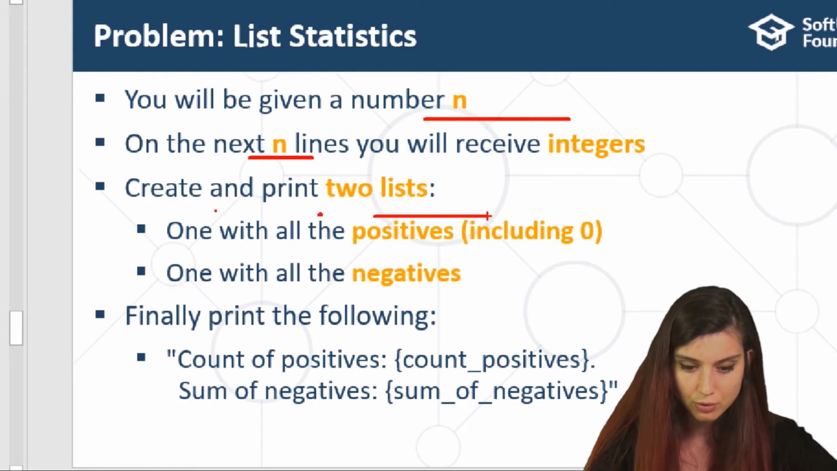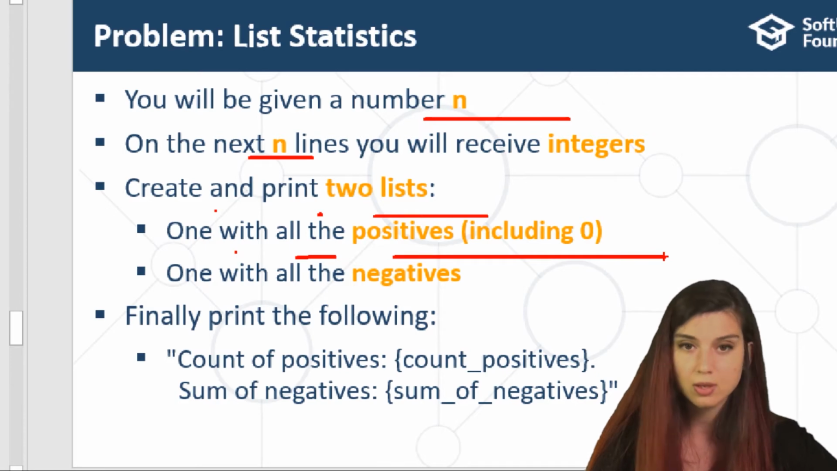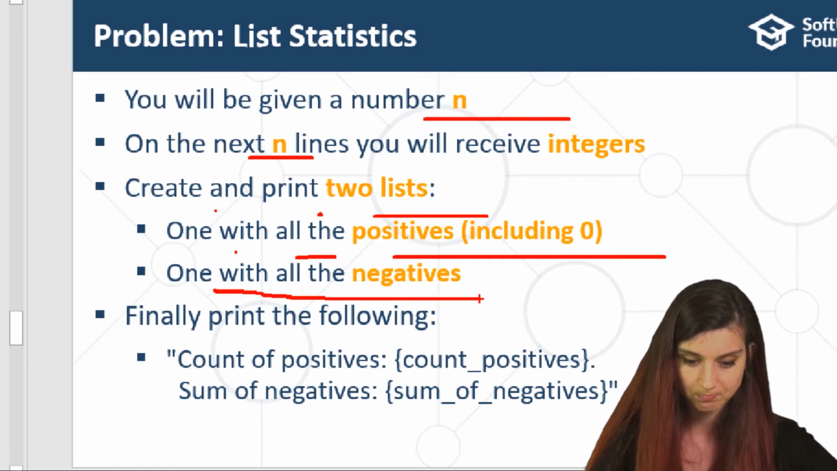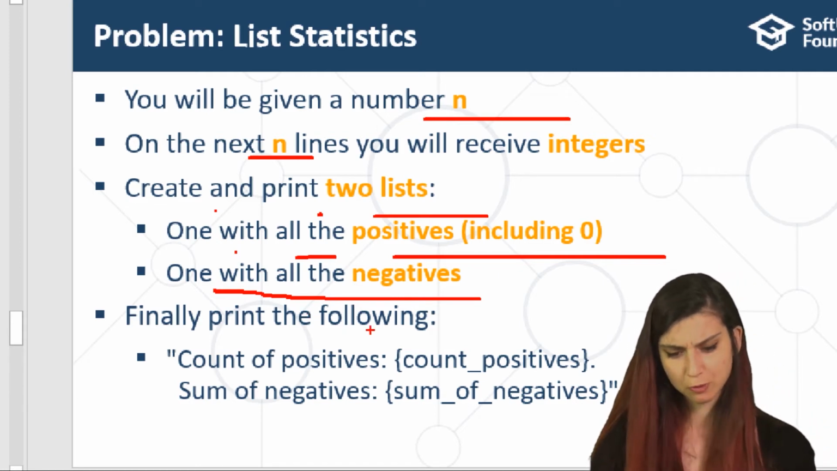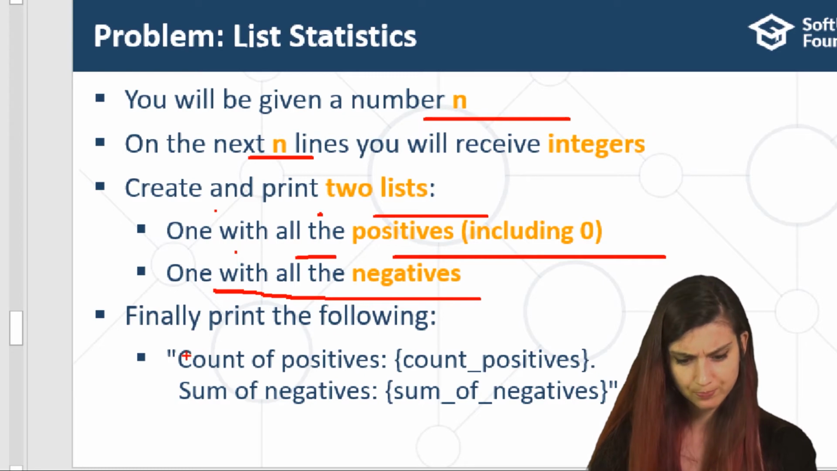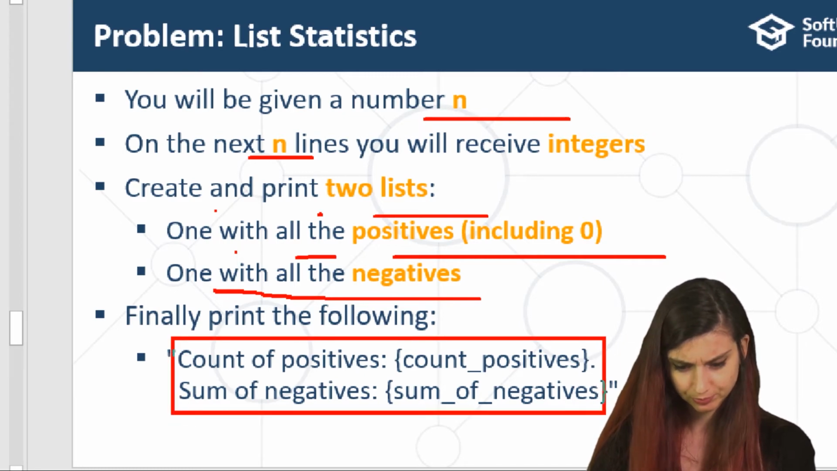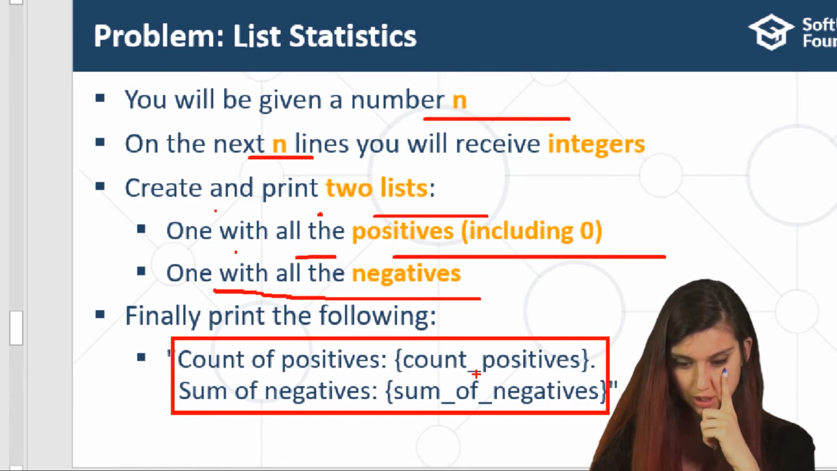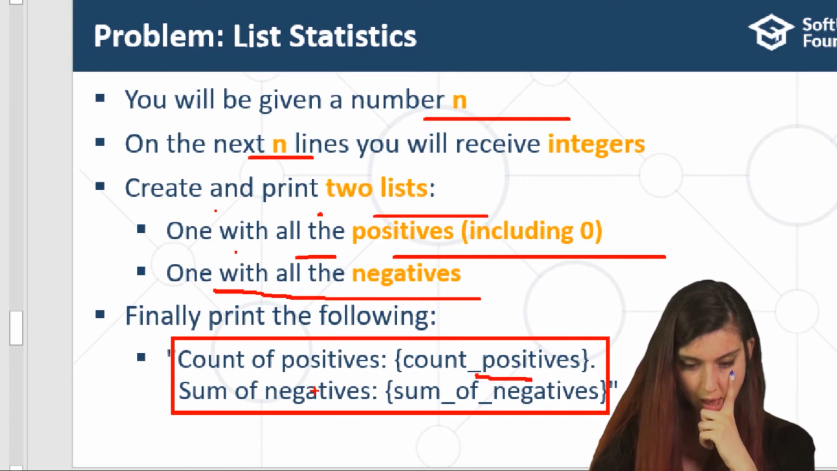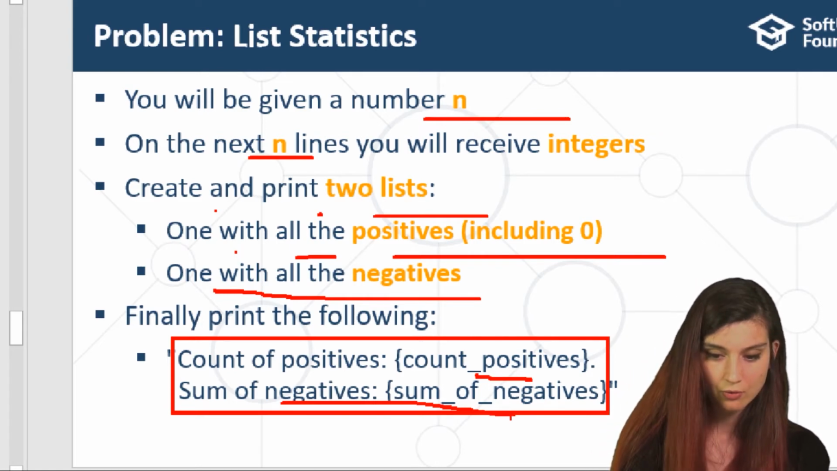Create and print 2 lists. Okay, one with all the positive numbers, including 0, and one with all negatives. Finally, we should format our output, and it should look something like this. We should say count of the positive, which is count of the positive list, and sum of negative.